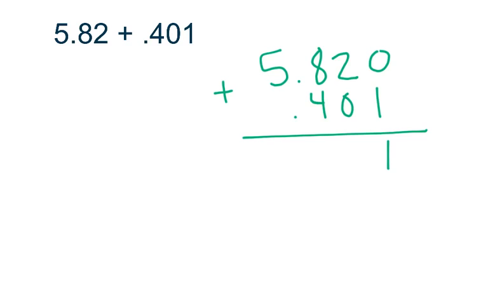2 hundredths plus 0 hundredths is 2 hundredths. 8 tenths plus 4 tenths is 12 tenths. But 12 tenths makes a whole. So I'm going to move that one whole over there. 1 whole plus 5 whole is 6 whole. And that is our answer for this problem.